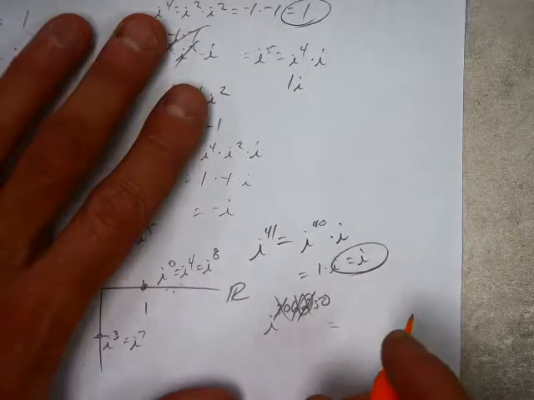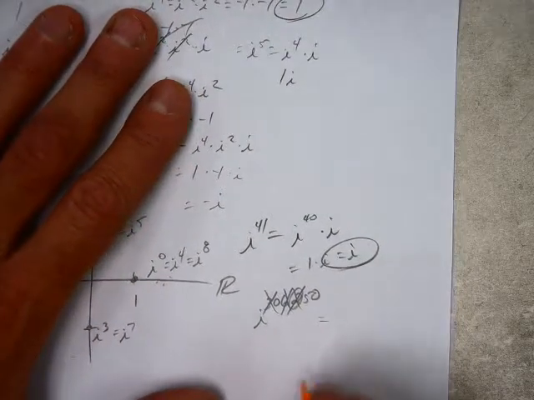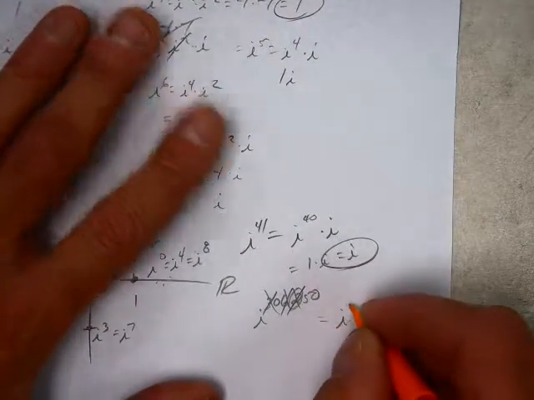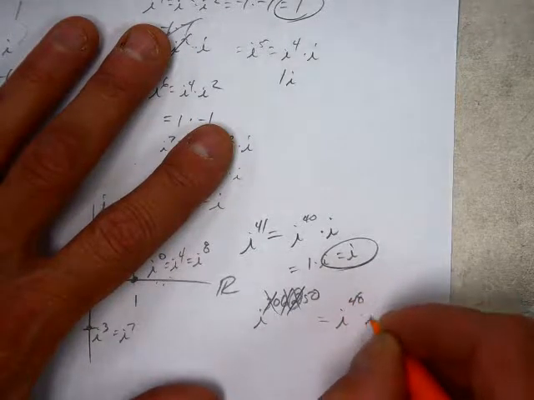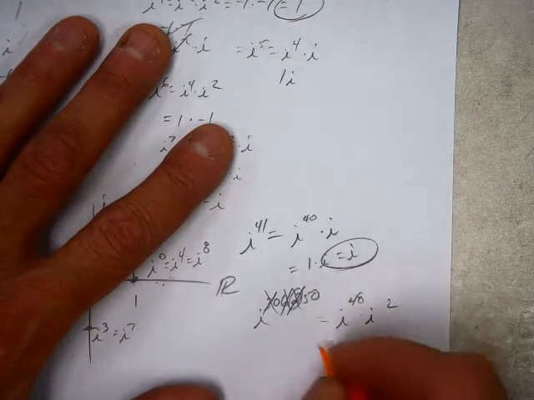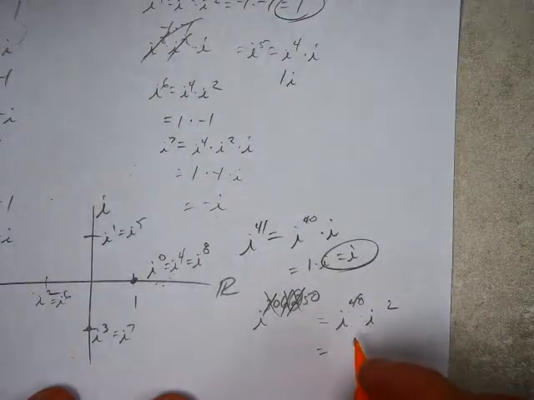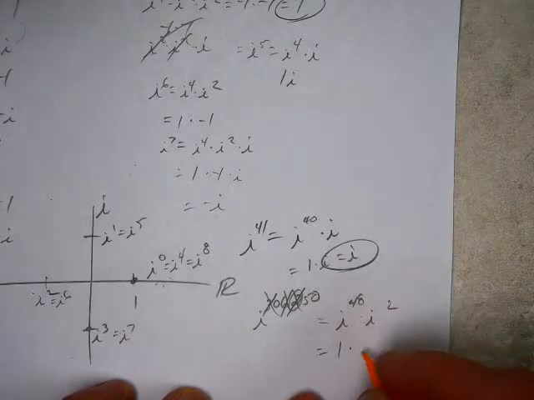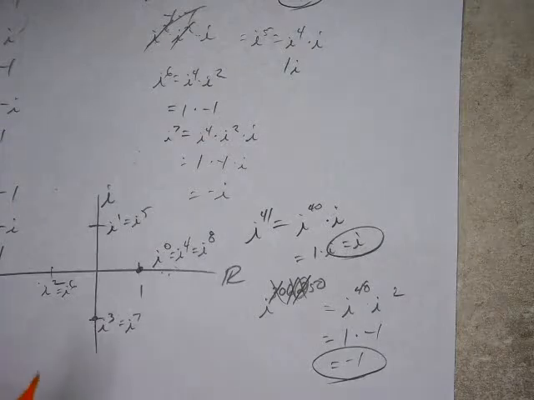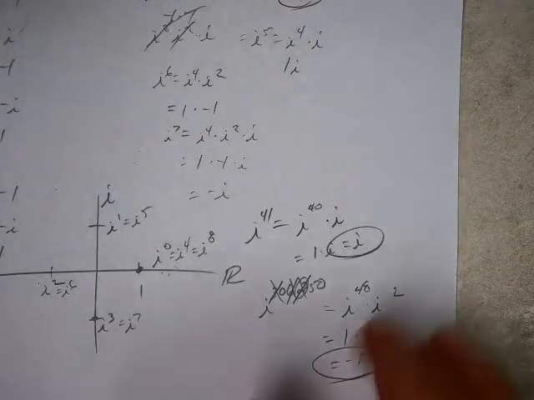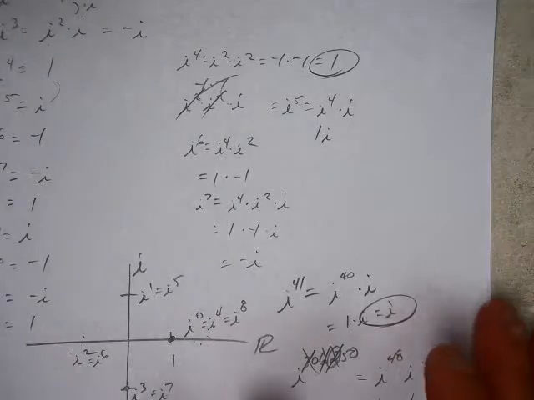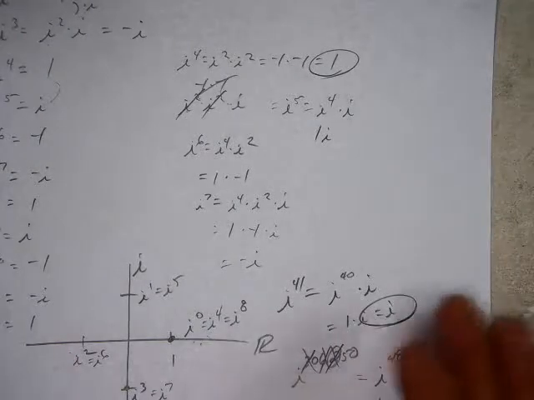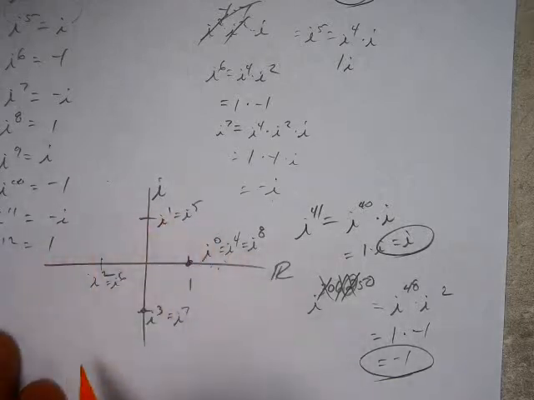So i to the 50th. How do you want to look at that? i to the 48 times i to the 2nd. What's i to the 48th? 1, okay. And what's i to the second again? I forget. Negative 1, okay. So, negative 1. All you got to look at is the last two digits. This is what's referred to as a periodic function. Every 4, it repeats. And this is a visual for you visual learners out there.